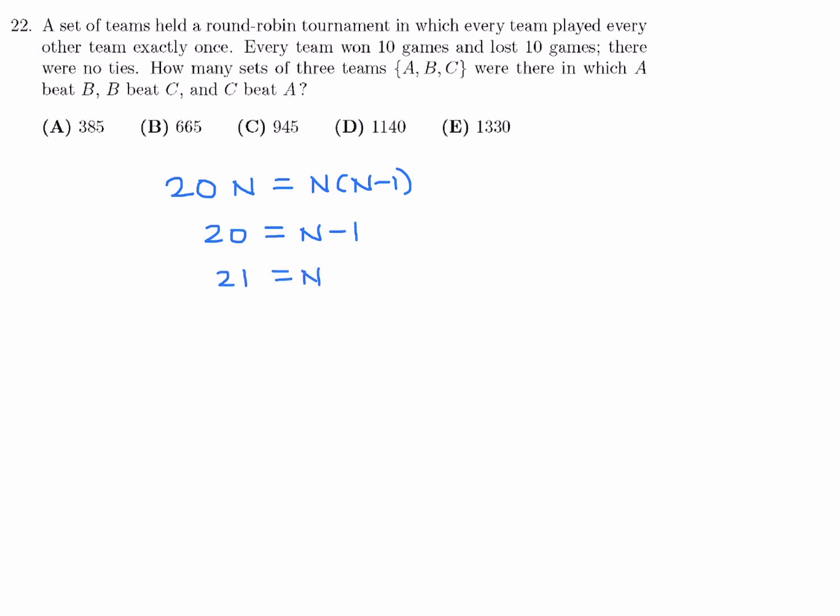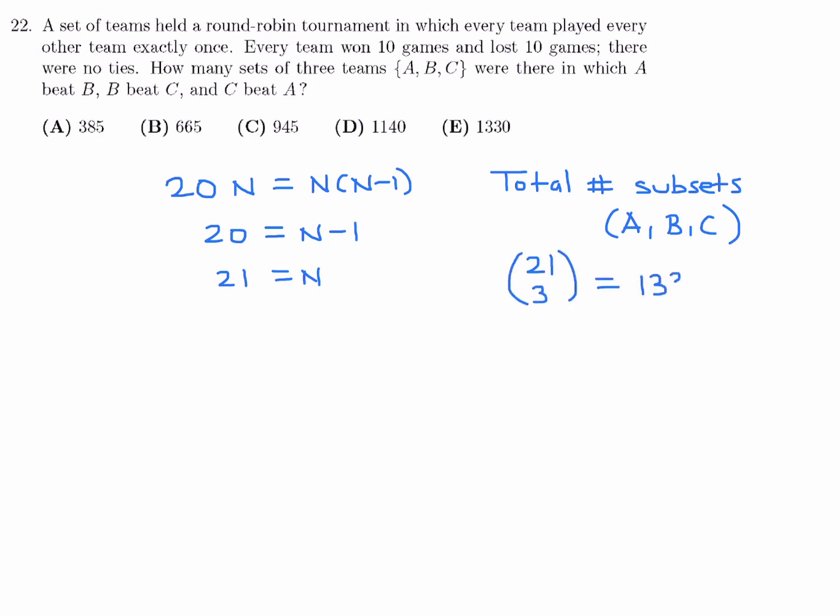So there's 21 teams. Okay, so the first thing I want to do is the total number of subsets, where subsets are of the form A, B, and C, 3 teams. Well, since there's 21 teams, from 21, choose 3 teams. And that will give me the total number of subsets. And when you do that calculation, it's 1330. All right, so that's the total. But I'm not interested in the total. I want to know this specific situation where A beat B, B beat C, and C beat A.